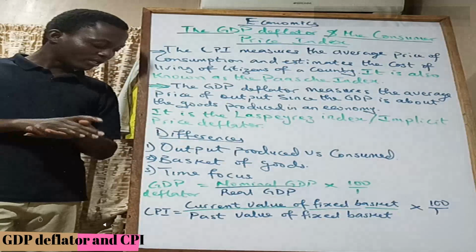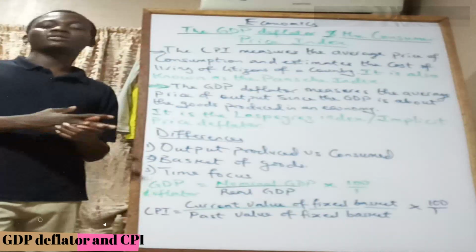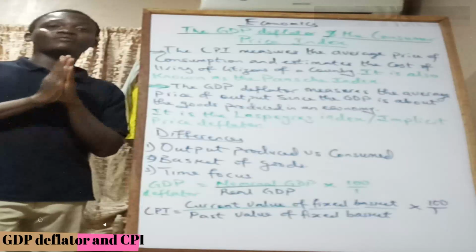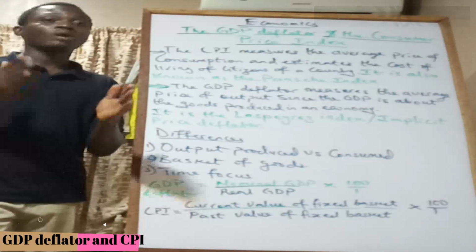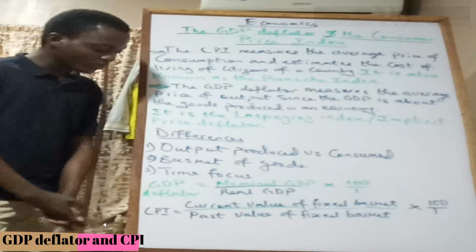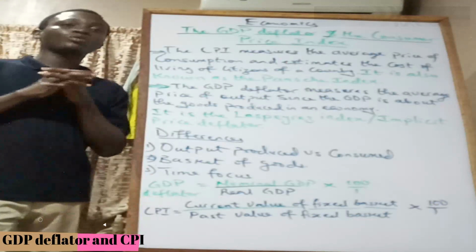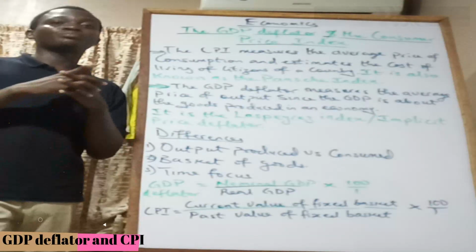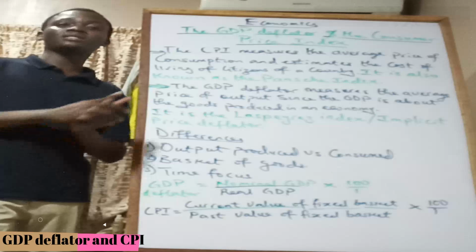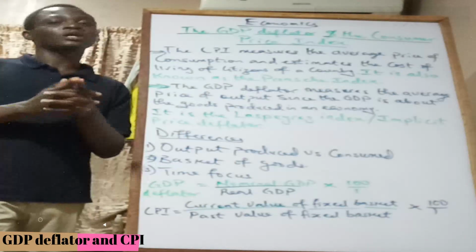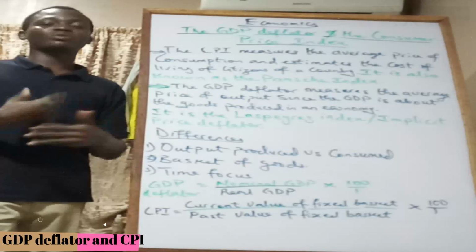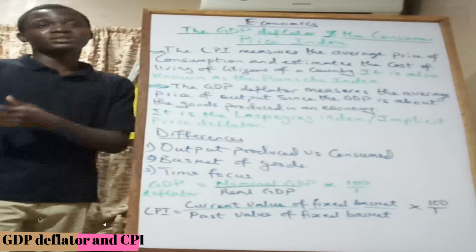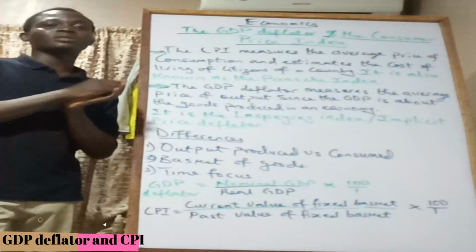Now we have the formulas here. For GDP deflator, the formula is nominal GDP over real GDP times 100 over 1. Again, you must have gone through what a nominal GDP is and what a real GDP is. And then the CPI has the current value of the fixed basket of goods divided by the past value or a base year value, because you must have been making reference to a particular year. So if this is 2024 and you want to make reference to the price of goods and services in 2020, then 2020 represents our base year.